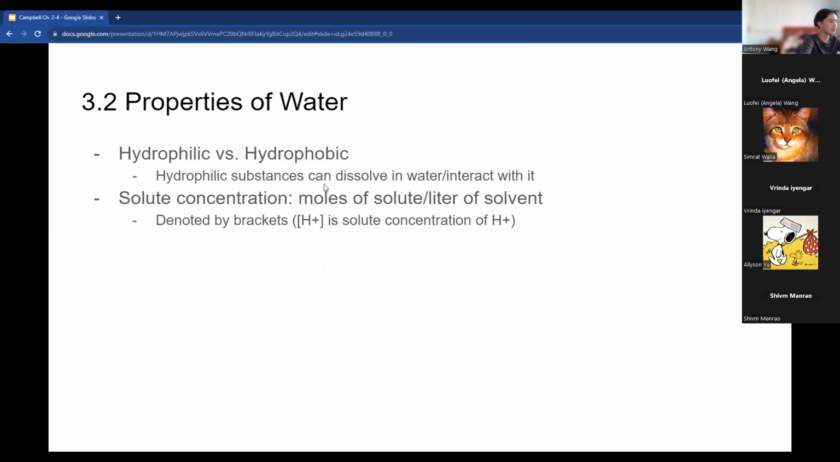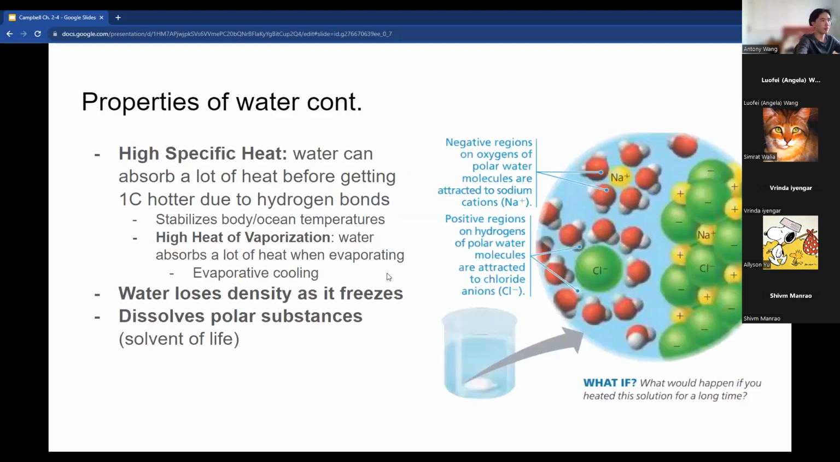And now we get to the topic of hydrophilicity versus hydrophobicity. If we look here, these sodium and chloride atoms have charges, and as a result, we can think of them as very polar. Remember, polar means that something has a partial charge.